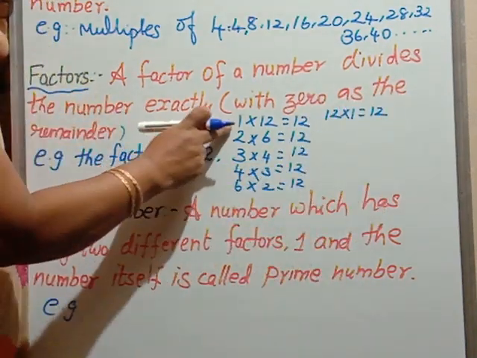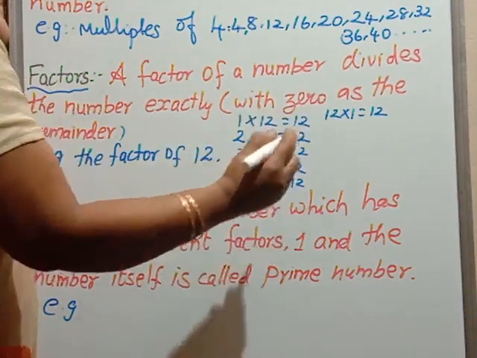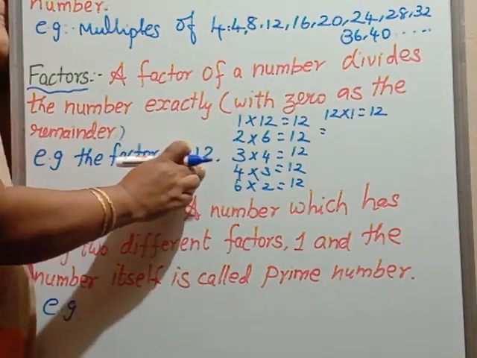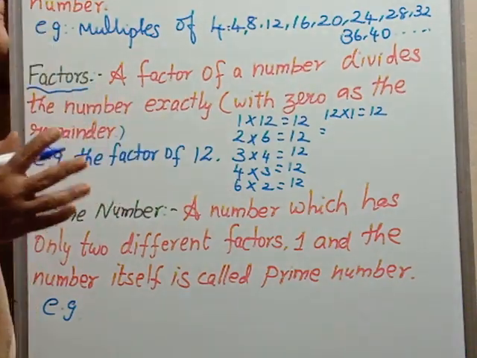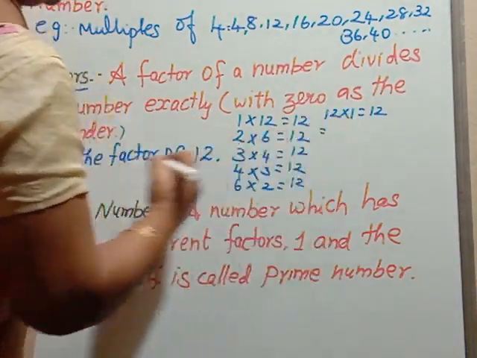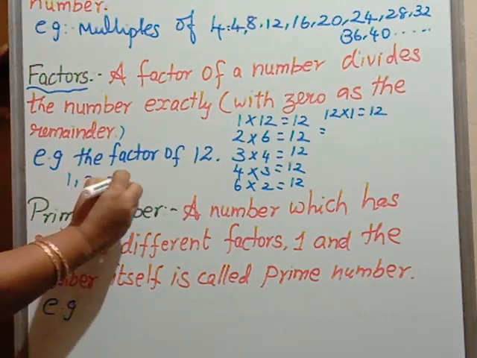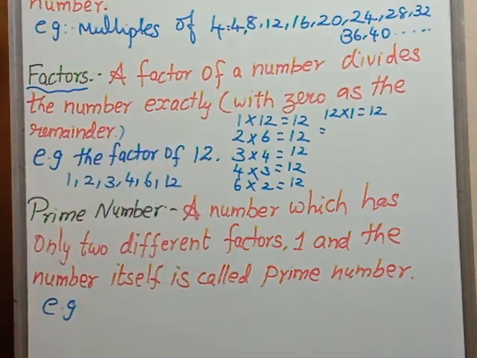Now, which are all the numbers we are using to multiply and get 12? Otherwise, when we use the number to divide 12, the remainder is 0. Those numbers are called factors. Now, what are the factors of 12? 1, 2, 3, 4, 6 and 12. Understood children? What does factor mean?